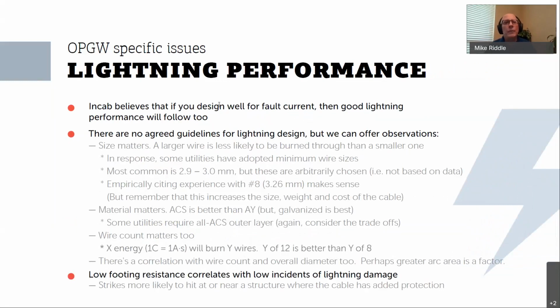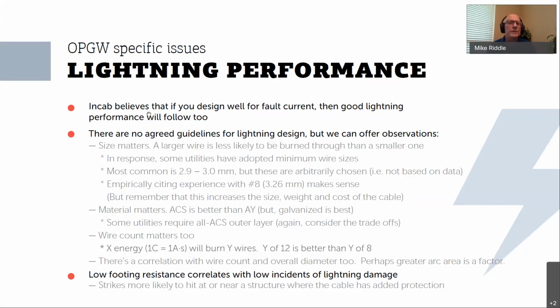Now, at InCab, we believe that if you design well for fault current, then you're going to get good lightning performance too. Lightning performance has been a big topic of much discussion and controversy at the IEEE Fiber Optic Subcommittee. There's no agreed upon guidelines for lightning design. And the reason is that there's not enough data from the field to really allow you to work out what the guidelines ought to be. So you can only make some very general observations about lightning performance.